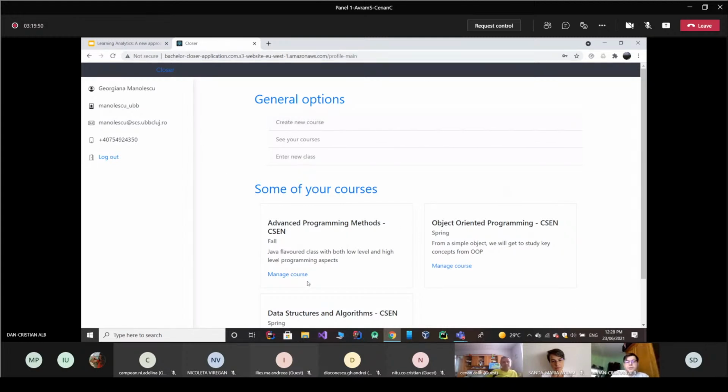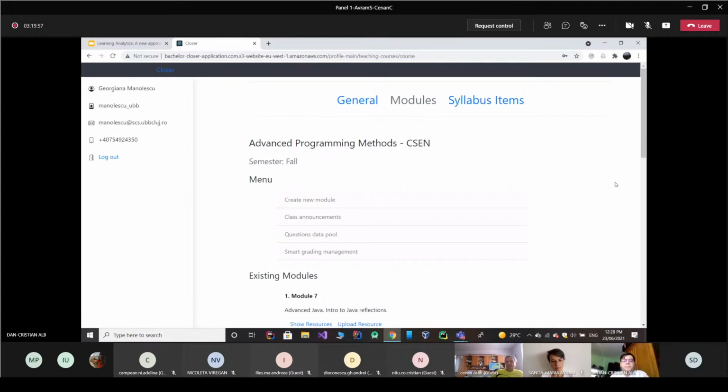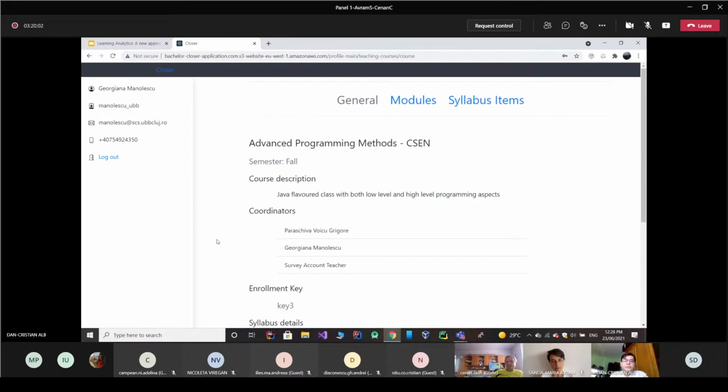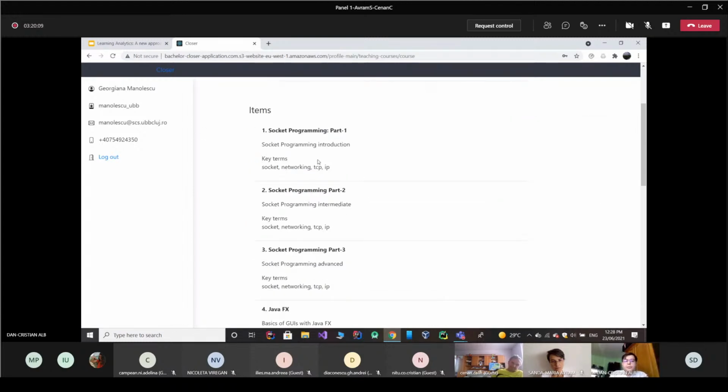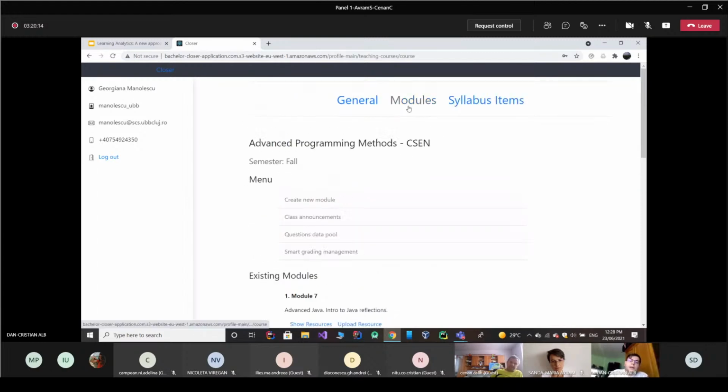Here we have some of the courses, and since my supervisor teacher teaches advanced programming methods, I will go to this course. Here's the main page of the course. We have more possibilities. Here we have a general description. Here we have the syllabus items, and what is of interest, each item from the syllabus has some key terms, some tags that are inspired from the hashtag phenomenon from social media, and it's aimed to bring some questions to a wider audience.